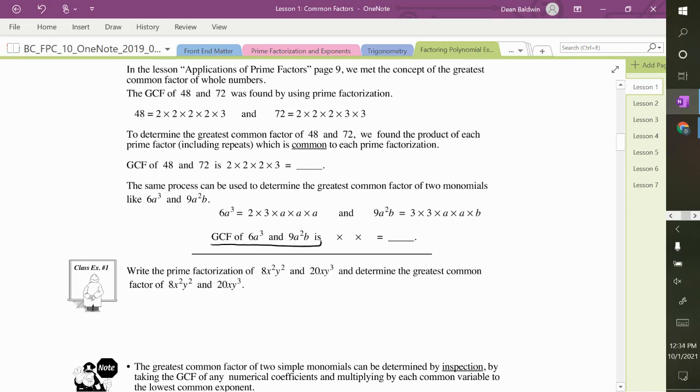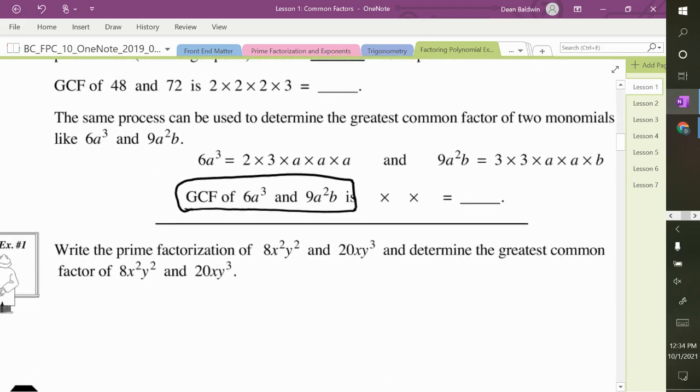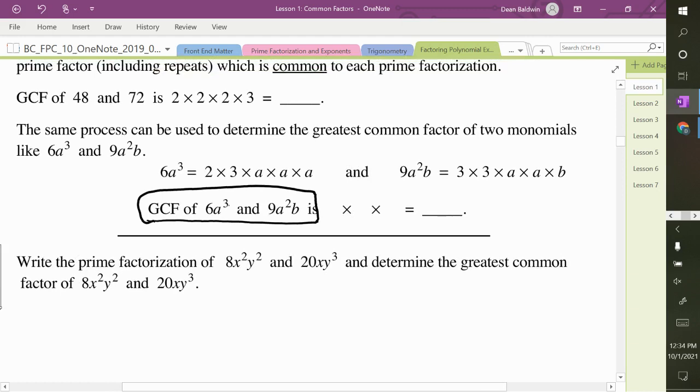we've done greatest common factors. Now, we're not going to do the factor trees like we did before. We're just going to look at this because we're going to have variables in here. So 6a cubed can be written as 2 times 3 times a times a times a. And 9a squared b is the same as 9, which is 3 times 3, a squared means you have 2 a's, and a b.